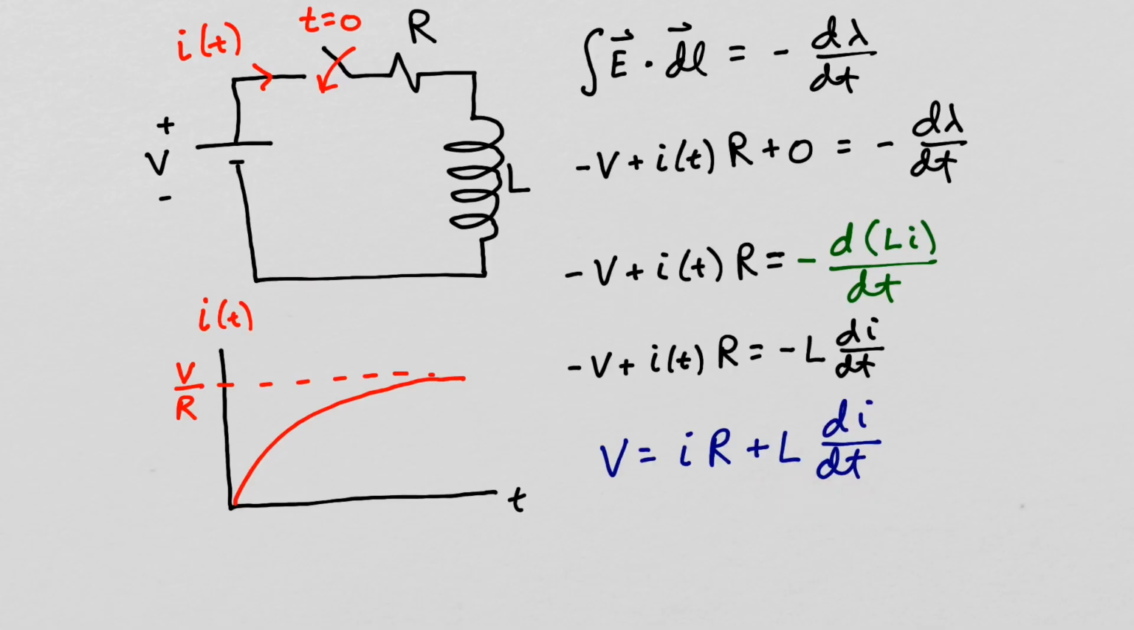This term really comes from Faraday's law and the change in flux linkage with respect to time associated with the inductor. We are now going to look at the energy associated with an inductor and the energy in magnetic fields.